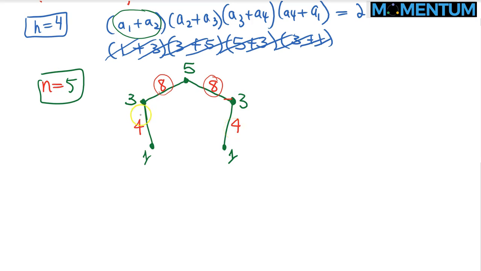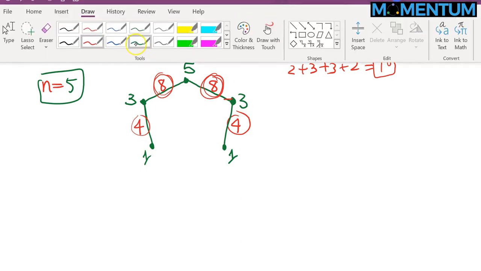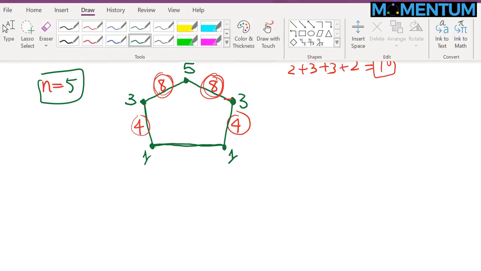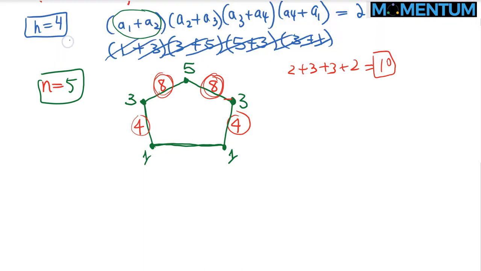Now let's count how many 2's so far. 2 2's here, 3 2's, another 3 2's, and then 2 more 2's. So far I have 10 2's, an even number of 2's. So actually now I can close the loop, right? So the cycle, we can just complete the cycle. Why? Because when I complete the cycle, I will get yet my very last 2.